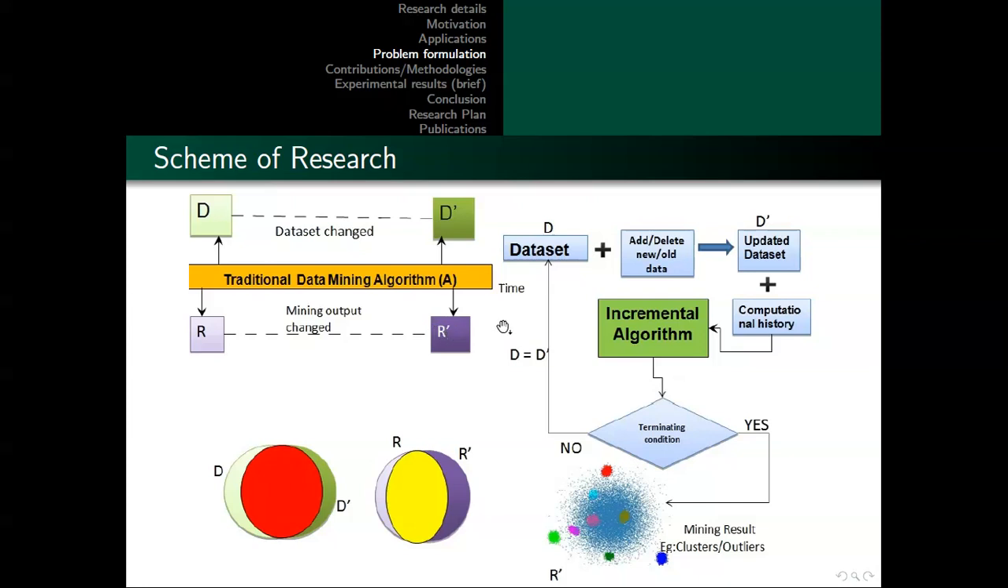So in order to overcome this limitation or get rid of this problem, an incremental scheme can be proposed, which is that given a data set D, some additions or deletions can take place, and the updated data set gets produced. This updated data set, in conjunction with the computational history. So what is computational history?